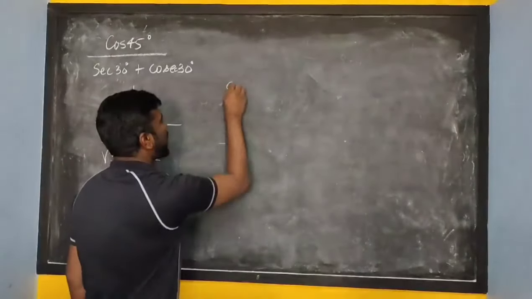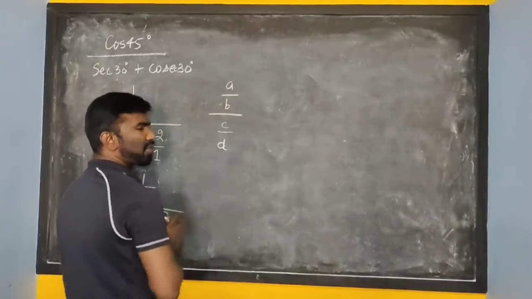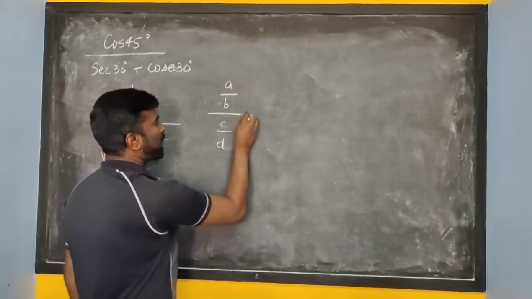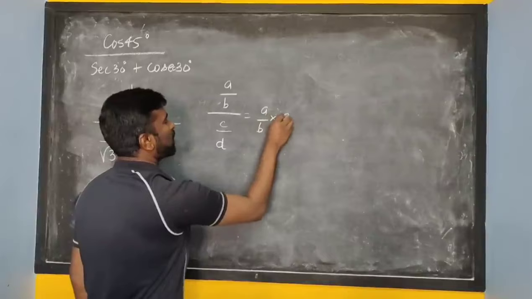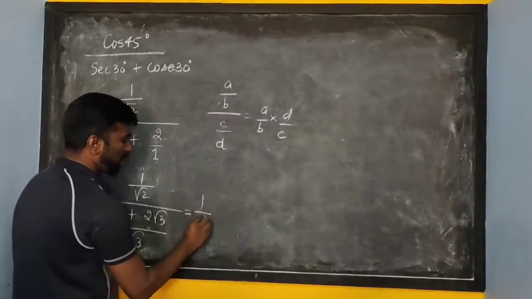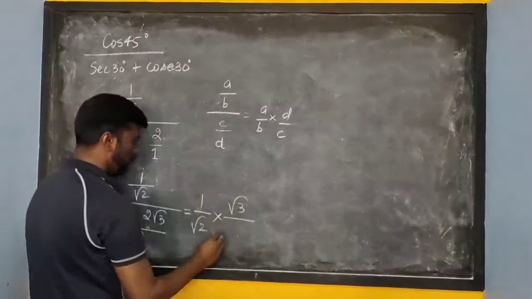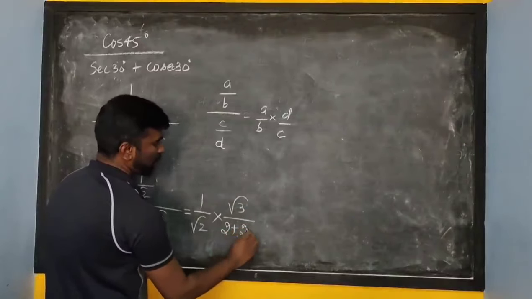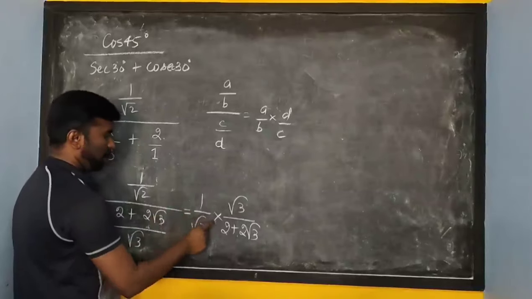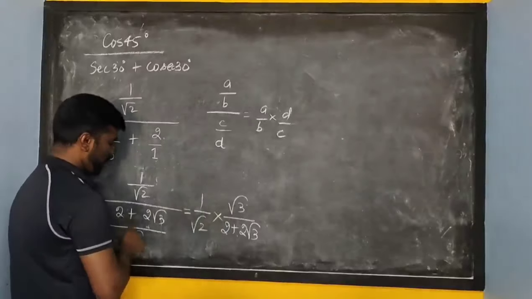Now I can write A by B divided by C by D. By division of fractions, fraction A by B divided by fraction C by D can be written as A by B into D by C. The same way I can write 1 by root 2 into root 3 by 2 plus 2 root 3. A by B into D by C. That is, D is what? Root 3. C is what? 2 plus 2 root 3.